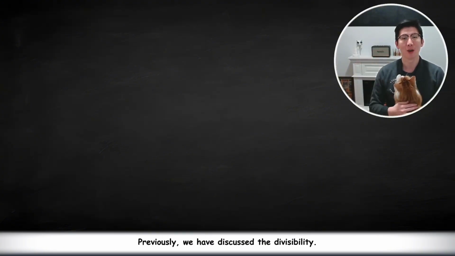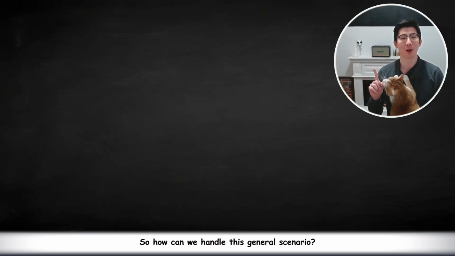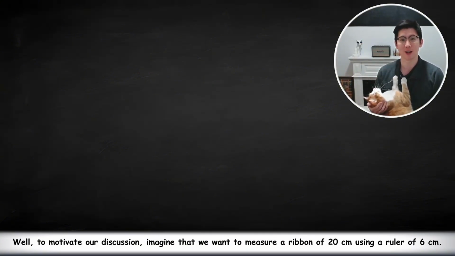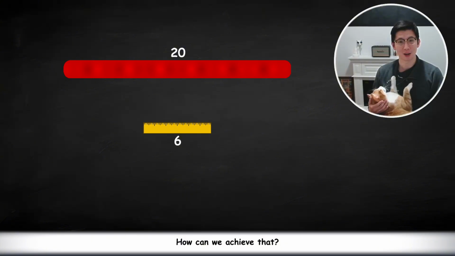Hi everyone! Previously, we have discussed the divisibility. And clearly, given an arbitrary pair of integers a and b, the divisibility is not always available. So how can we handle this general scenario? Well, to motivate our discussion, imagine that we want to measure a ribbon of 20 centimeters using a ruler of 6 centimeters. How can we achieve that?